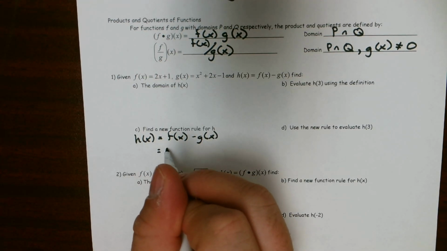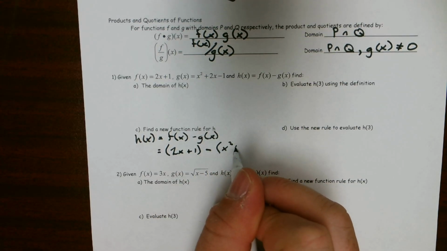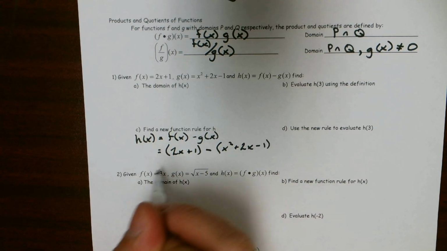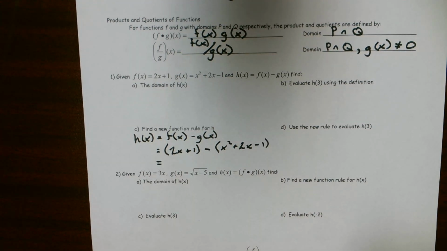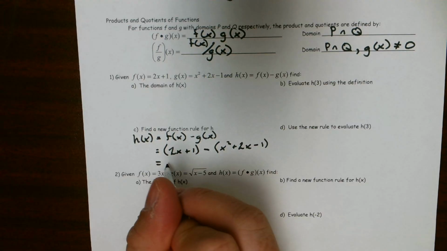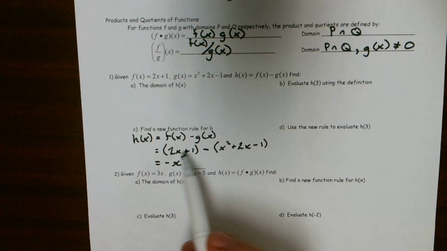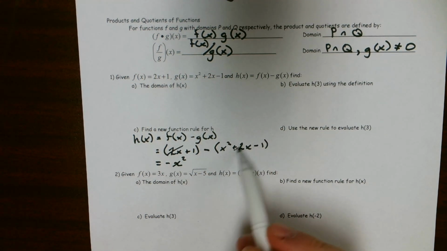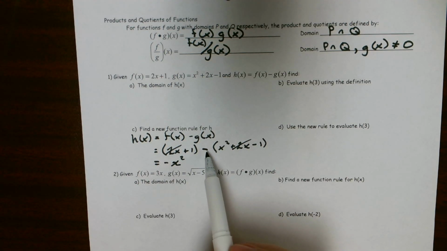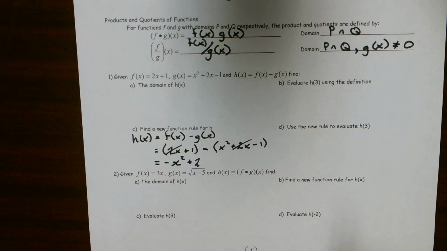So that's going to be f, which is 2x plus 1, minus g, which is x squared plus 2x minus 1. Now we just have to combine like terms and distribute our negative sign, and we should get negative x squared. We have a 2x minus a 2x, so those are gone. We have 1 minus negative 1, so that's plus 1, which gives plus 2. So there is our new function h of x. That's what happens when you take f minus g: you get negative x squared plus 2.